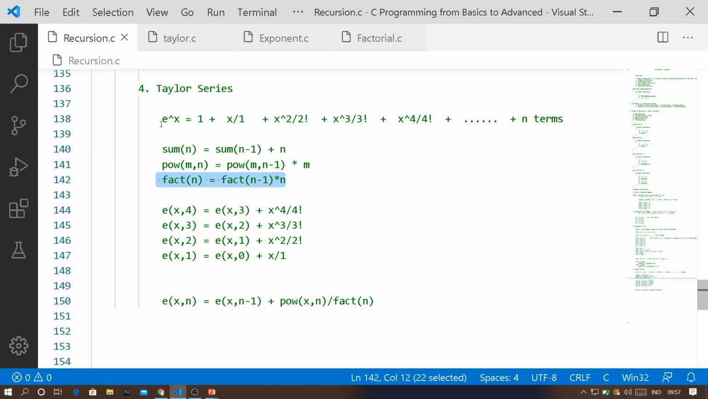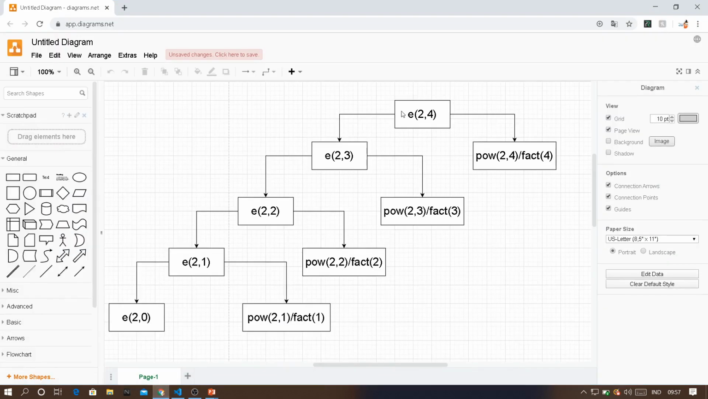Now in order to formalize the expansion of Taylor series, we took an example and came to a conclusion that this can be formalized like E of x comma n is equal to E of x comma n minus 1 plus power of x comma n divided by factorial of n. This is the general formula that we got. Then after getting the formula, we drew a tree by taking x is equal to 2 and n is equal to 4.